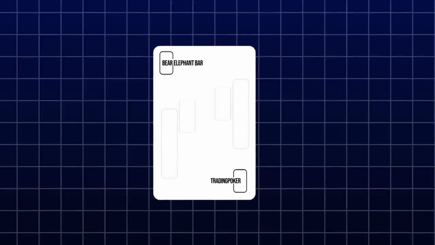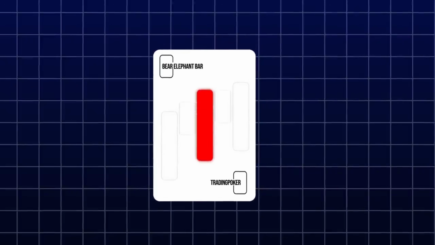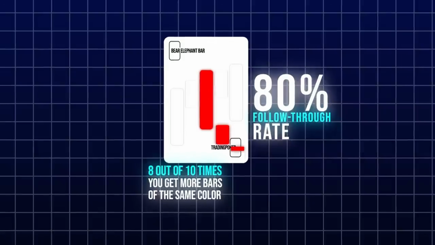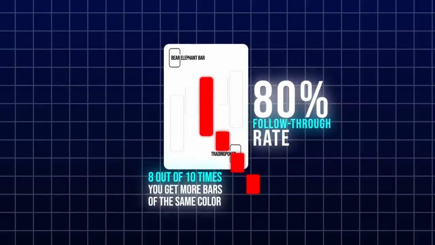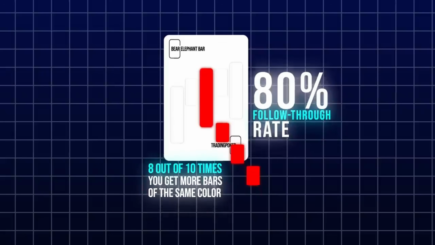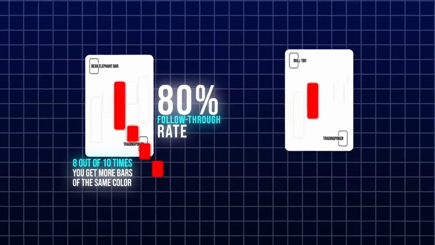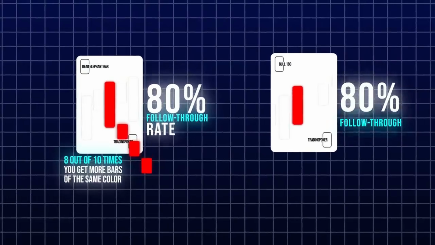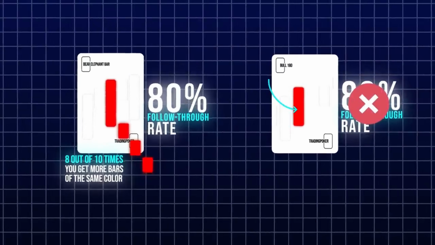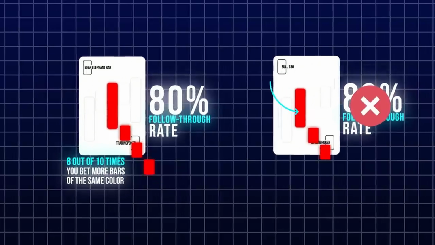Powerful elephant bars have a very high follow-through rate. A solid elephant bar like this has close to an 80% follow-through rate. Eight times out of every 10, you get more red that follows. That's what I mean by a follow-through rate, that you get more of that color later. But here with this elephant bar, that 80% gets nullified. I'm going to share something with you. This should follow through 80% of the time.